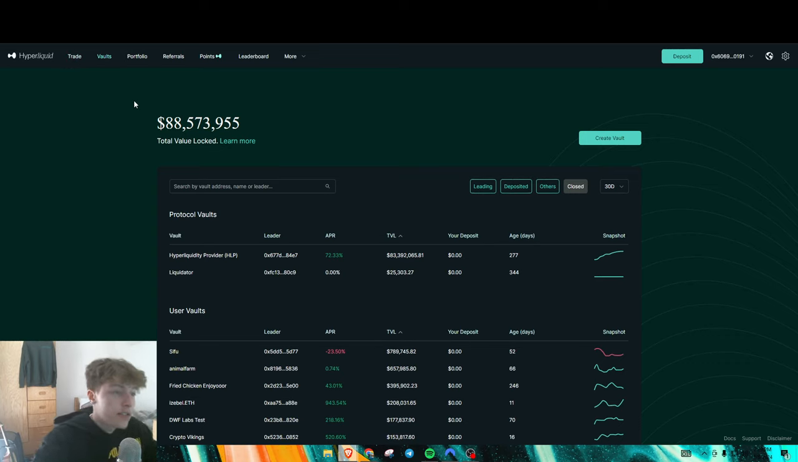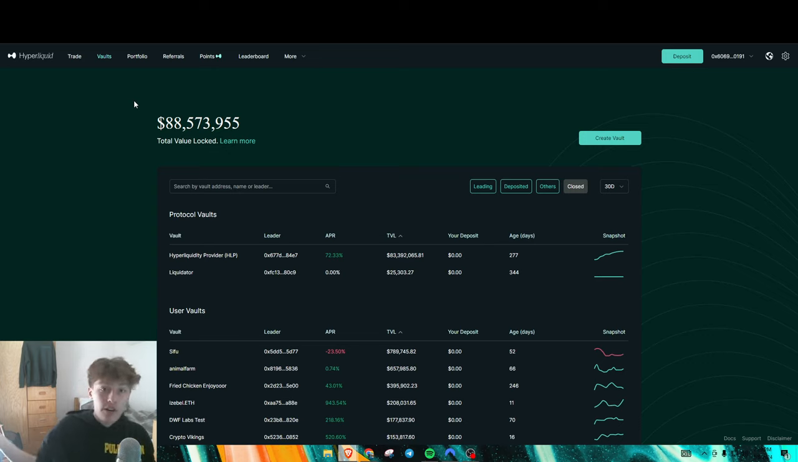I have roughly around $1 million in volume across my wallets. There also are referrals for this. I'll drop mine in the description, because you do get a 4% discount off fees. So even if you don't want to use my referral, doesn't matter. Use someone's referral at least, right? Because you're going to be saving 4%.